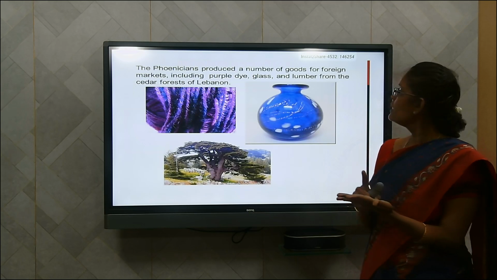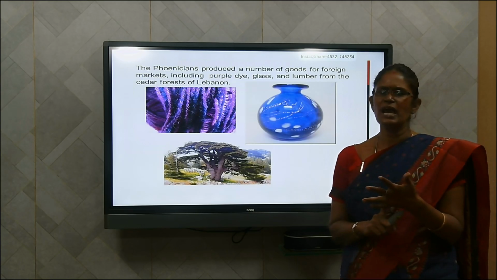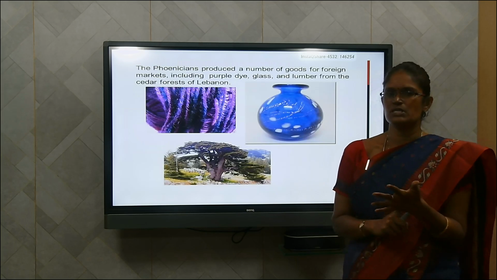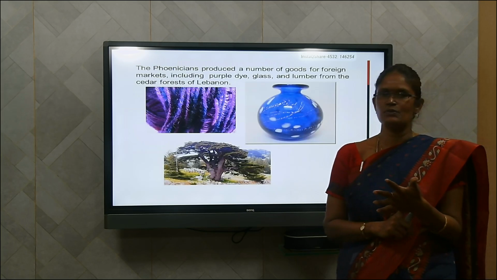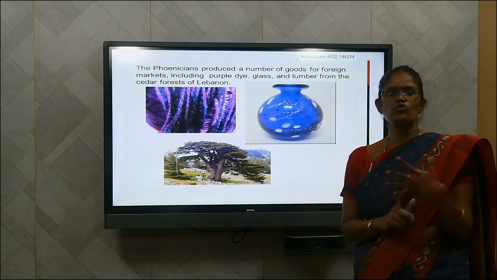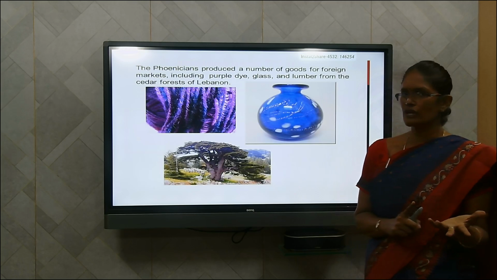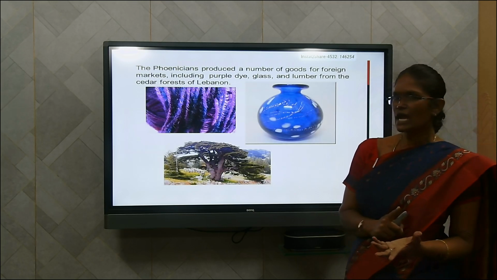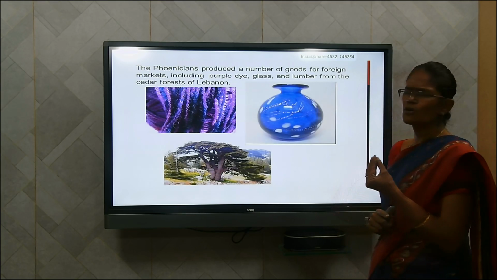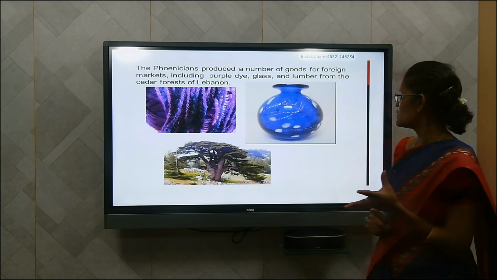For example, purple dye and glass. They produced a variety of glass vessels. We remember that the Chinese were the people who produced glasswares, but before that, the people of the Phoenician civilization had produced glassware which was so beautiful and so colorful to see.